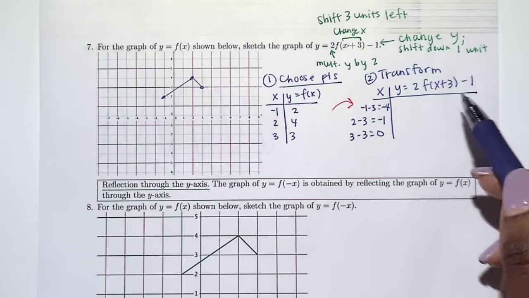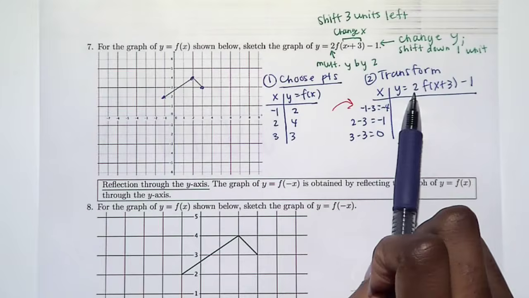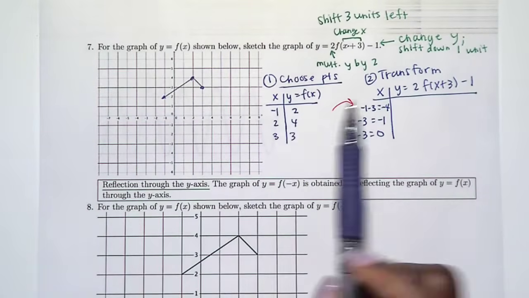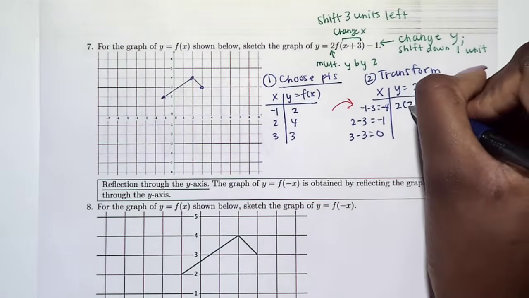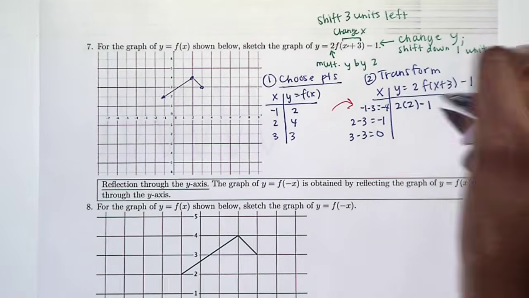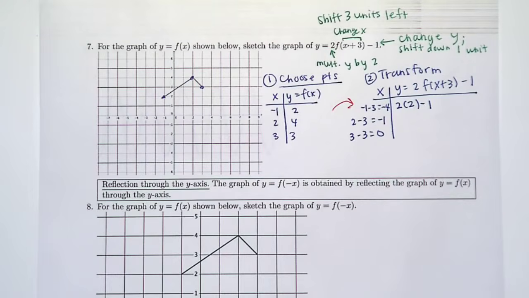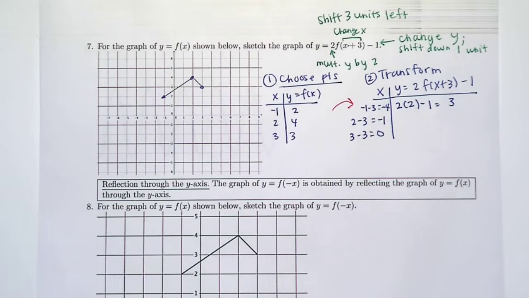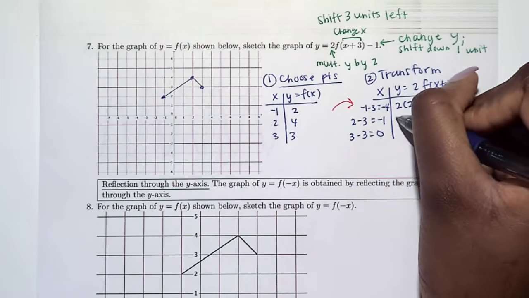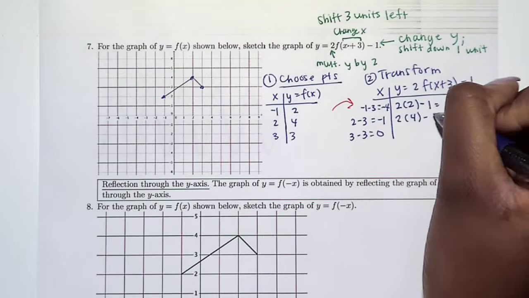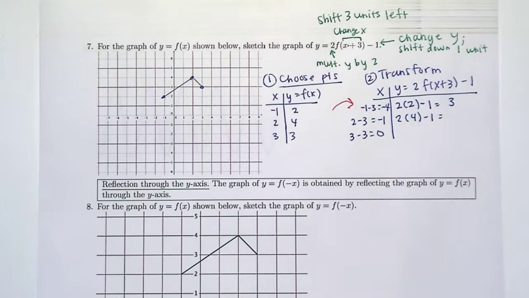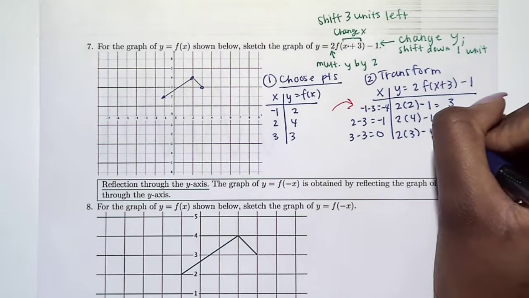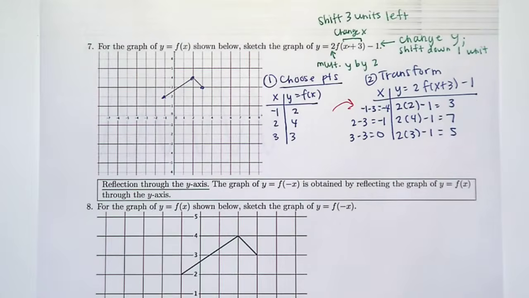Now let's talk about y. What's happening? Well, we're multiplying it by 2, and we're also subtracting 1. So we're starting with 2. So we're going to say 2 times our old y value minus 1. That's exactly what's happening here. So our new y value is 3. Then we have 2 times 4 minus 1, which is 7. And then 2 times 3 minus 1, which is 5.